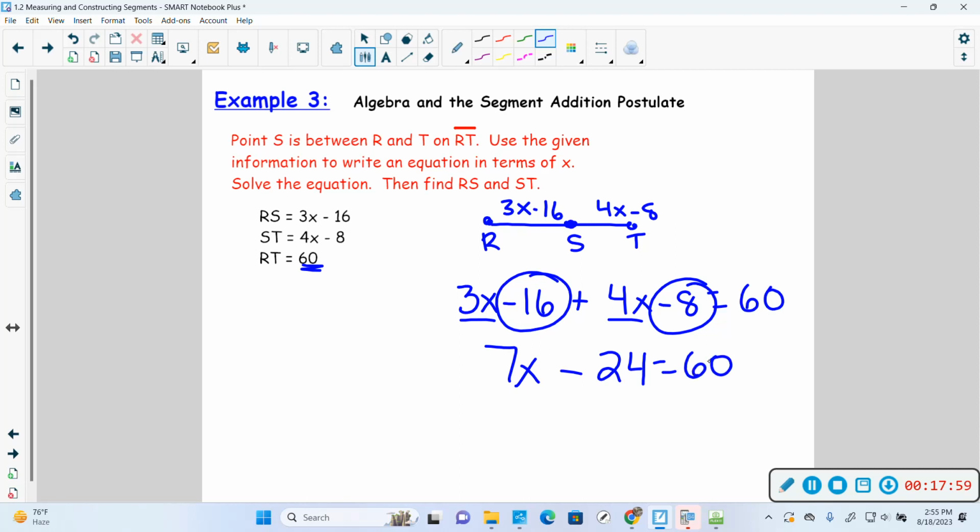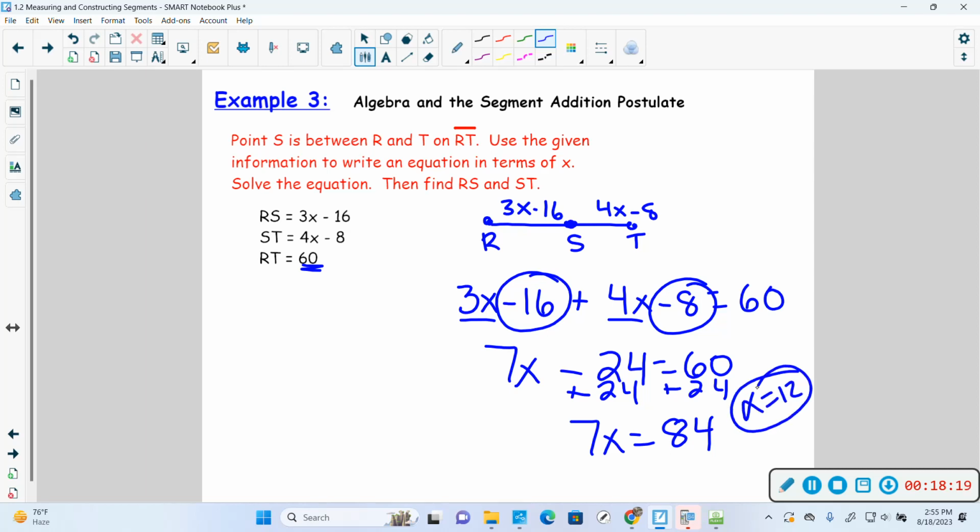All right, let's see your equation-solving skills. What's your next move? Add 24. And this is where I said the only thing you might need a calculator for today, but hopefully you know it. That's 84 divided by 7. 12. I'm going to circle that.